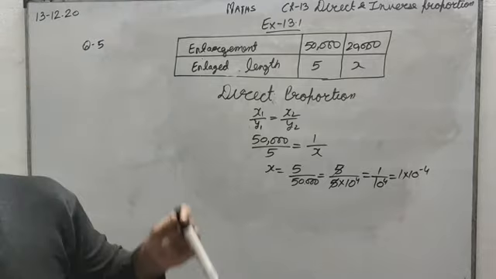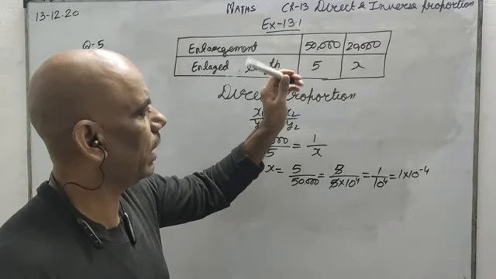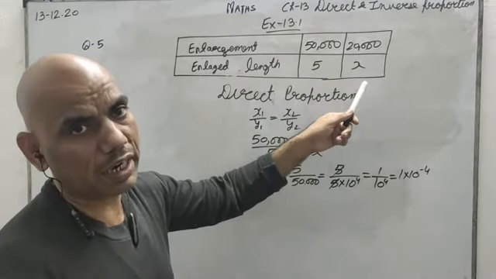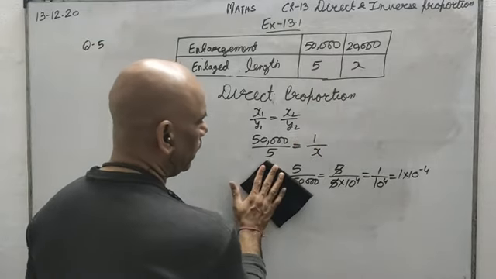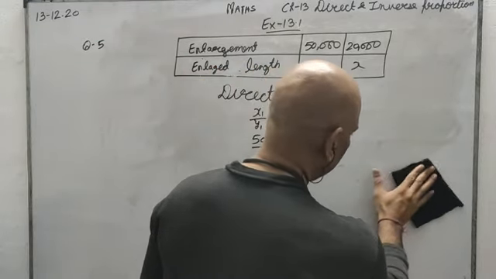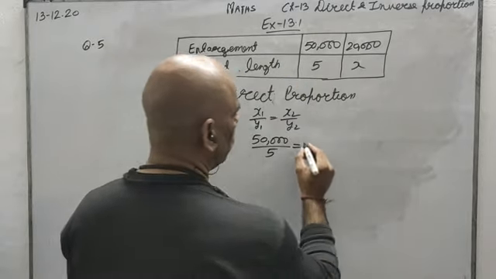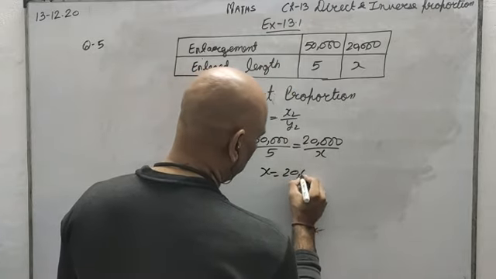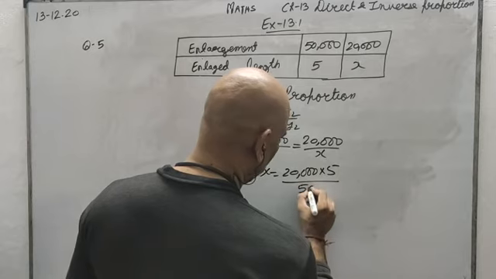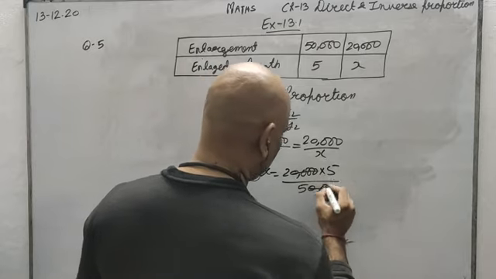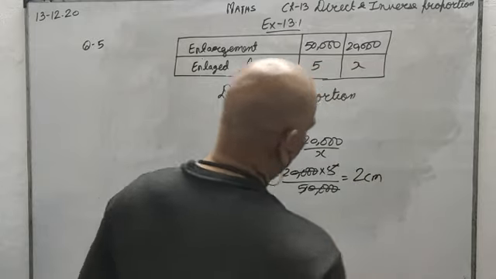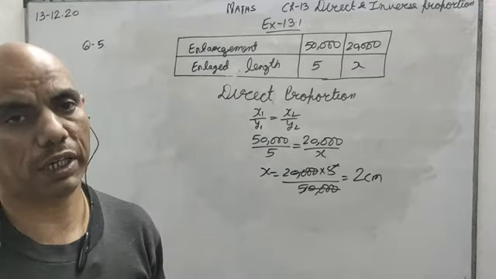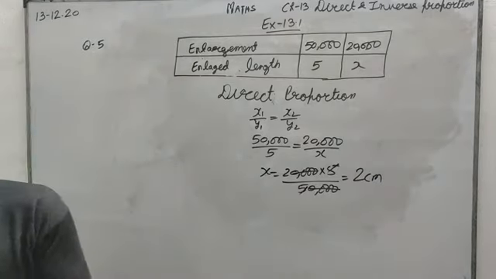Now, once again, when 50,000 was the enlargement, 5 centimeter was the length. When it is lesser, the enlarged length will also be lesser. So now also it is direct proportion. 20,000 upon x. So x will be 20,000 into 5 upon 50,000. 4 zeros are cancelled, 5 and 5 is cancelled. So if the enlargement is 20,000 times, the length will be 2 centimeter. Okay. So this way we come to know question number 5.